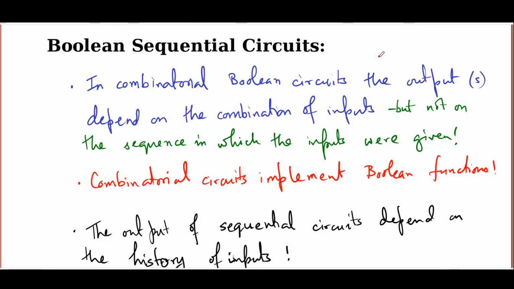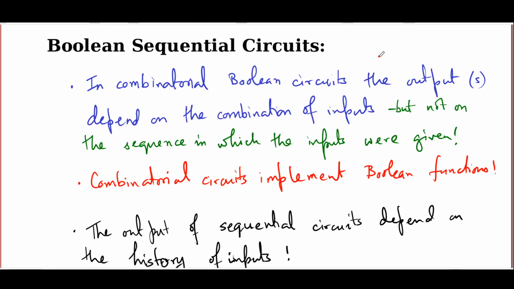On the other hand, the output of the other class of circuits, the one we are going to talk about today and in the next lecture, depends not only on what the input is at present, but also on the history of the inputs, the order or sequence in which the inputs were given. That is why they are called Boolean sequential circuits. And one very important use of sequential circuits is in a computer memory, in remembering what kind of inputs were actually given in the past.